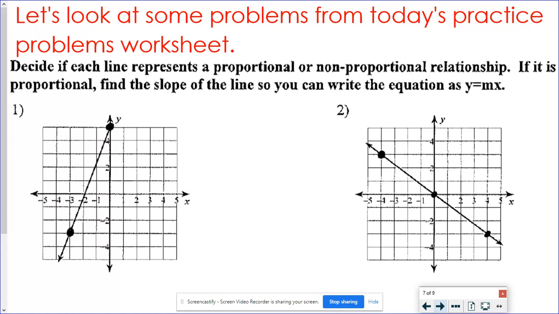So you should already, if you have been in class, have this worksheet in theory. And I want you to decide, first of all, if this is proportional or non-proportional. This graph clearly does not go through the origin, so this is non-proportional.